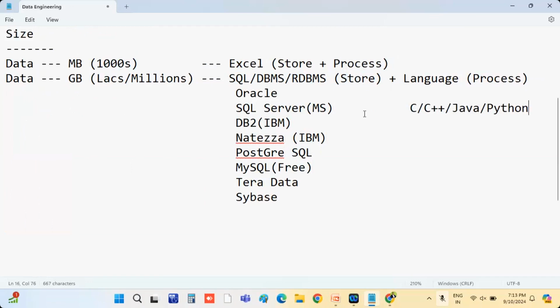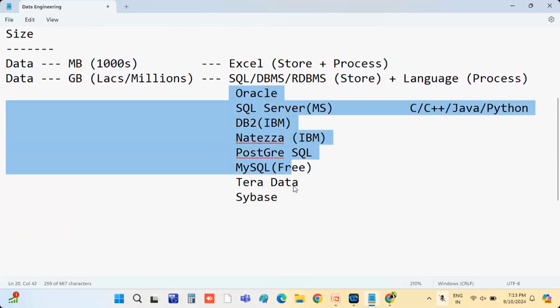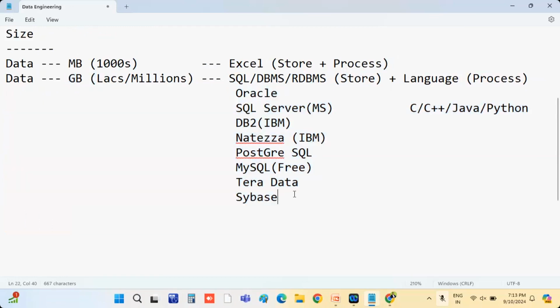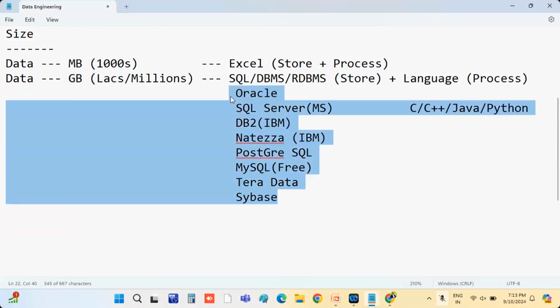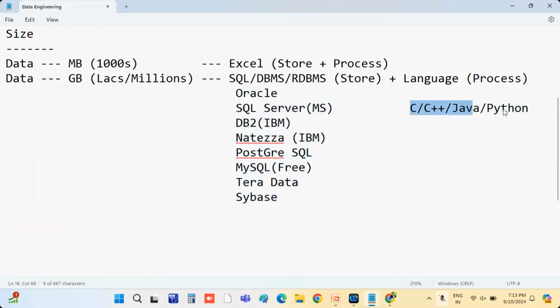Python is very, very easy when you compare it with C, C++, Java, .NET or any other language. If you want to store data in the IT industry, I'm talking about GBs of data, you can use one such tool. You may go for Oracle, SQL Server, DB2 or Netezza, anything, to store the data. To process your data, we can use one of these languages.